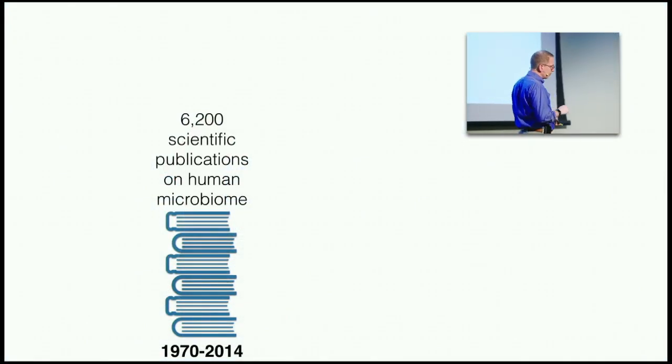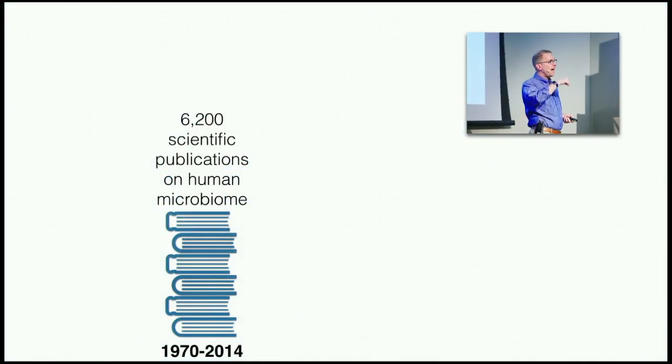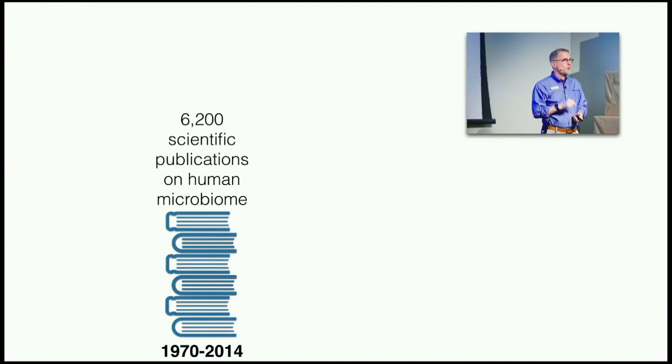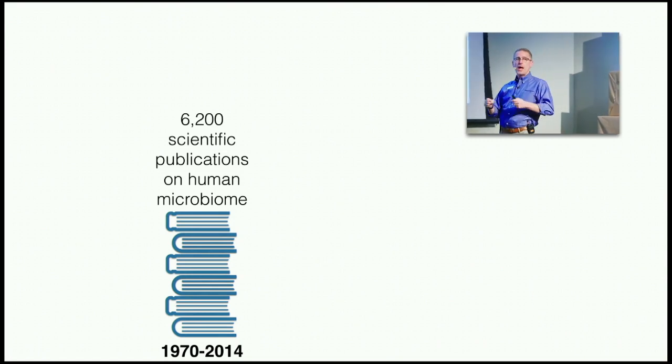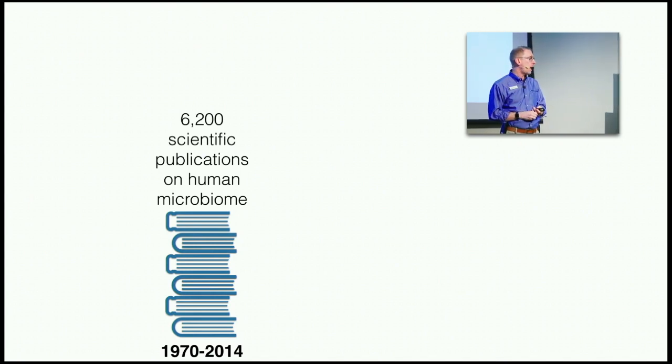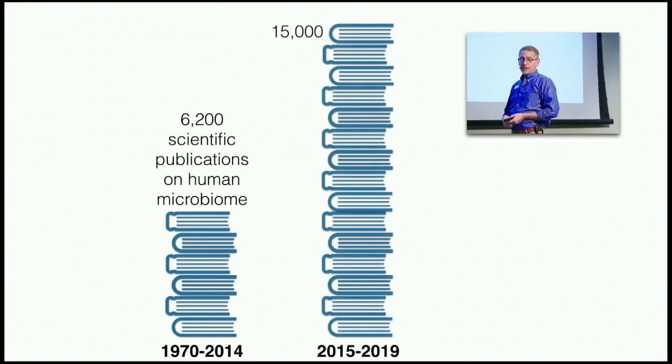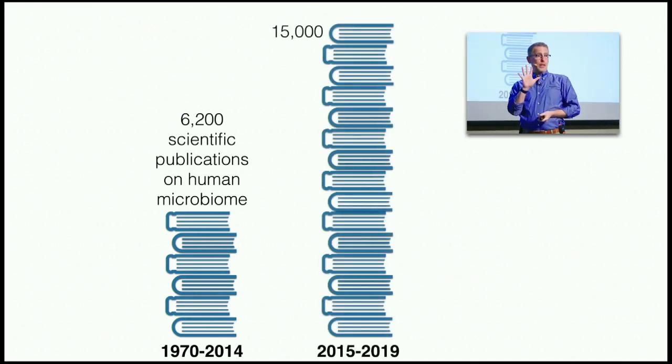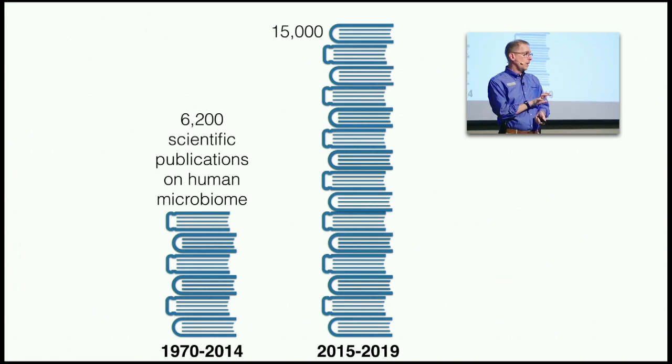Here's an example. When I first gave this talk in February of 2014, in the 44 years before that, 6,200 science papers had been published about the microbiome. That's a significant amount, don't get me wrong, but 44 years, 6,200 papers. In the last 5 years, 15,000 papers on the human microbiome.